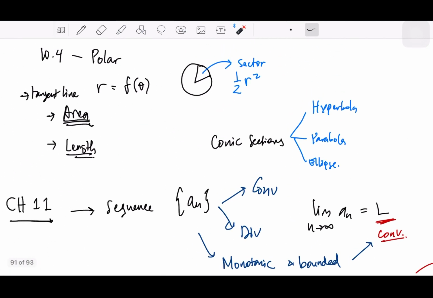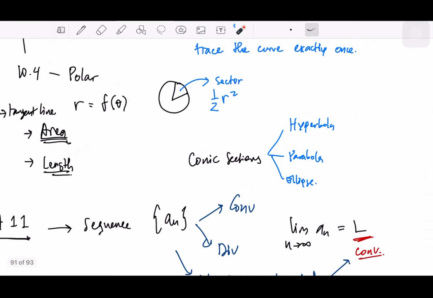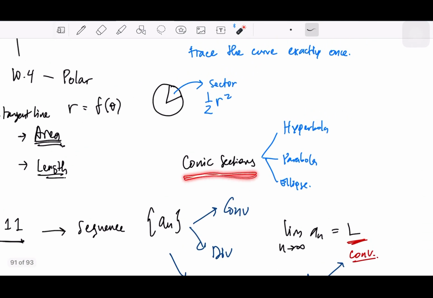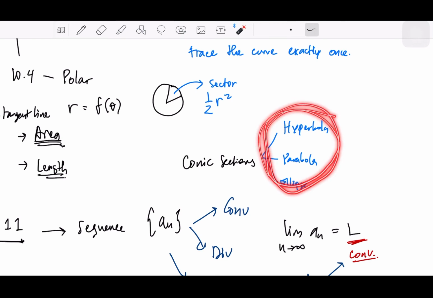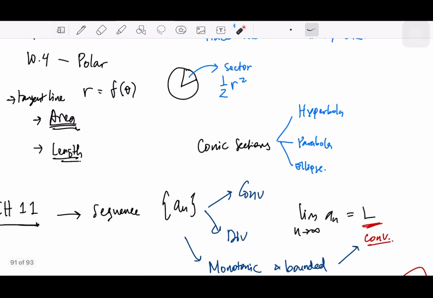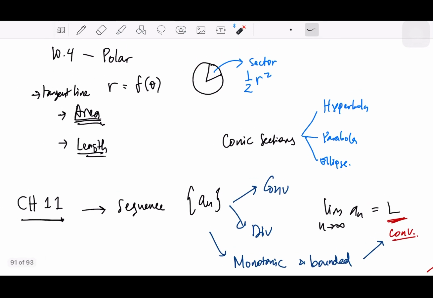Now still in chapter 10, we also have the conic sections. I will ask you to provide the identification of which conics some listed equations are. So you need to identify whether it's hyperbola, parabola, or ellipse.